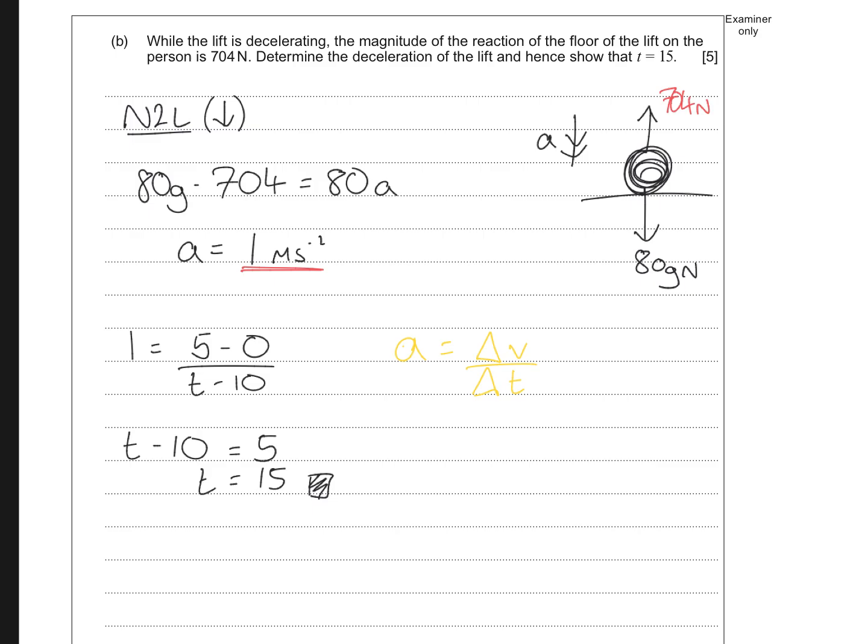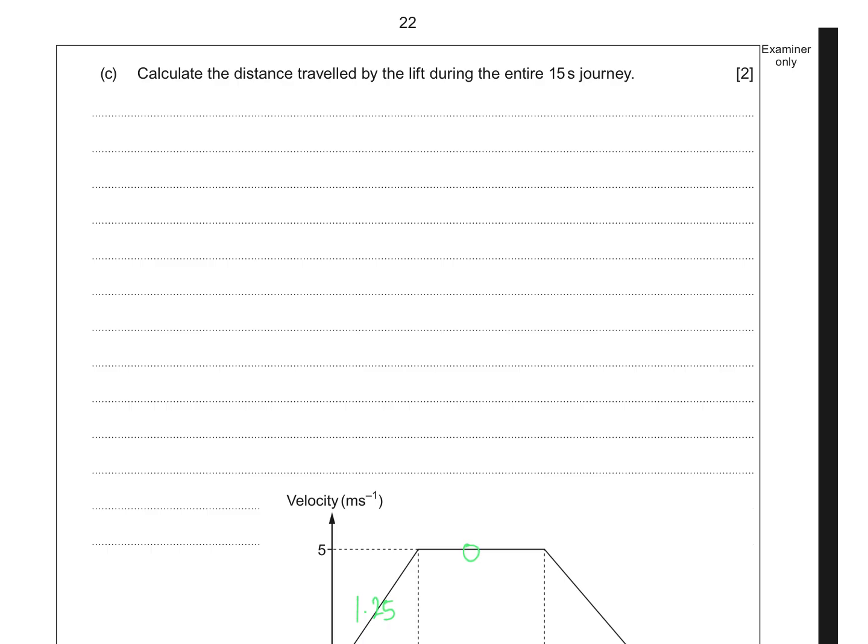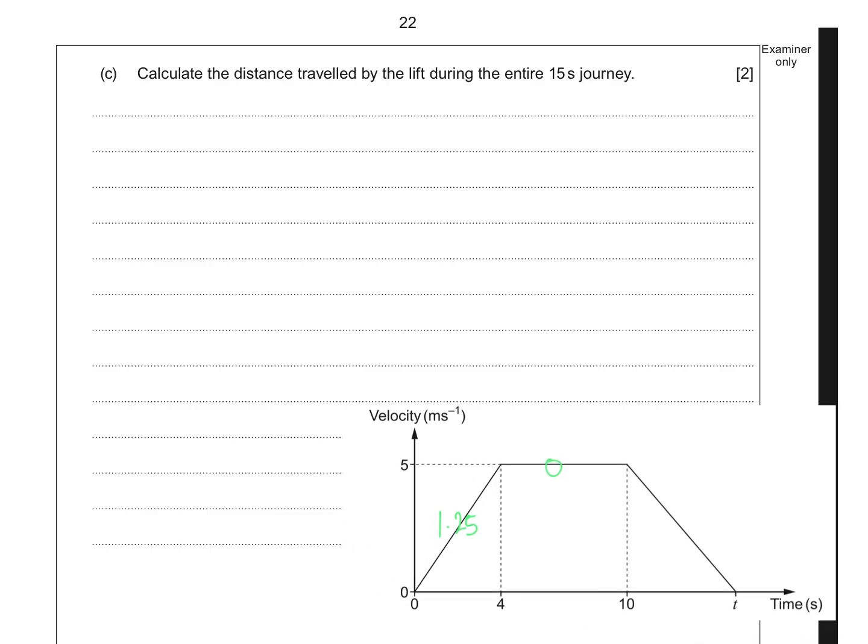Okay, moving on to what is probably the final part of this question, and in fact, the final part of this whole paper. Calculate the distance travelled by the lift during the entire 15-second journey. Now what I'm going to do is get a copy of the graph from a couple of pages ago. And voila, like magic, there it is, slightly off the page. There we go. So we've got 3 phases of motion here: the acceleration, the constant velocity, and then the deceleration.